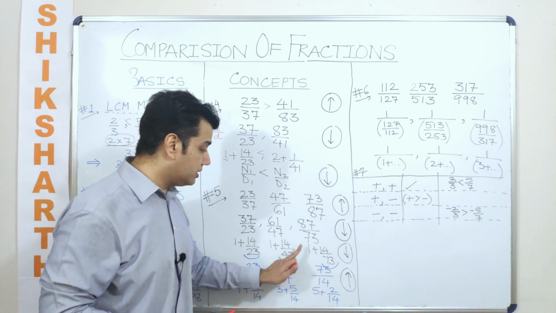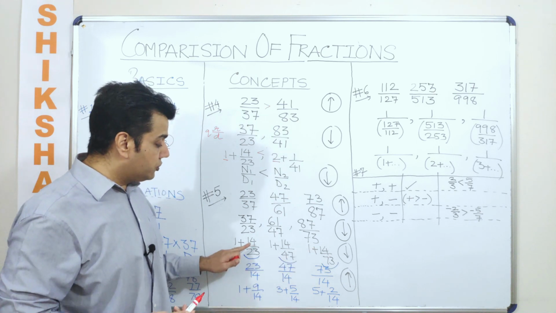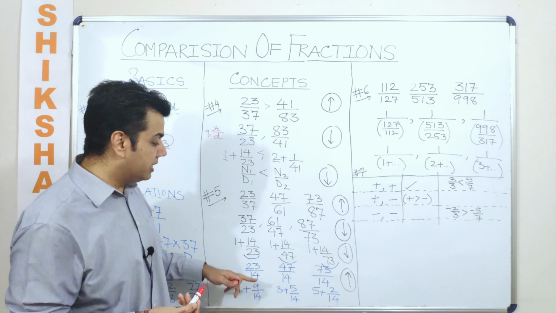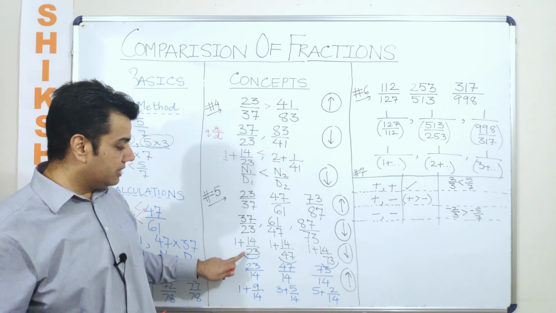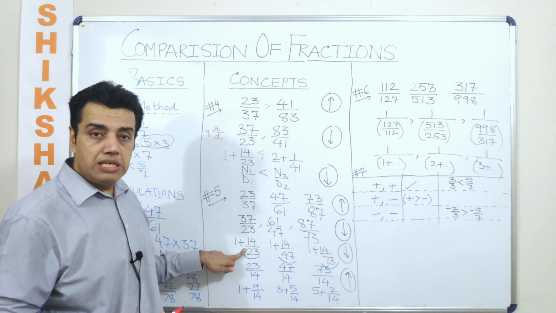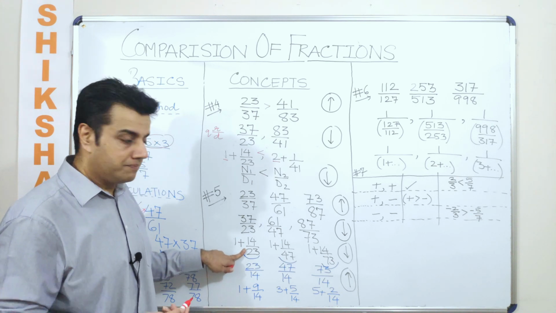You will focus only on these three fractions now, in which the numerator is the same. So the fraction having the smallest denominator. So which is the fraction having the smallest denominator? This, right? This should be the largest fraction among them.